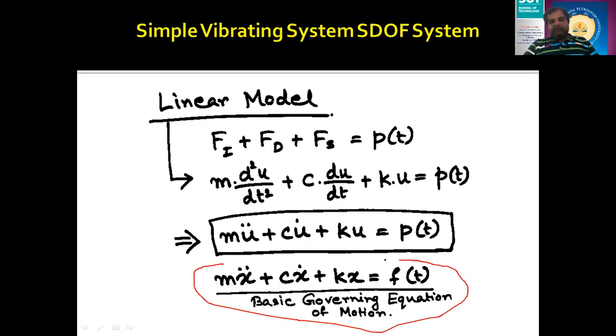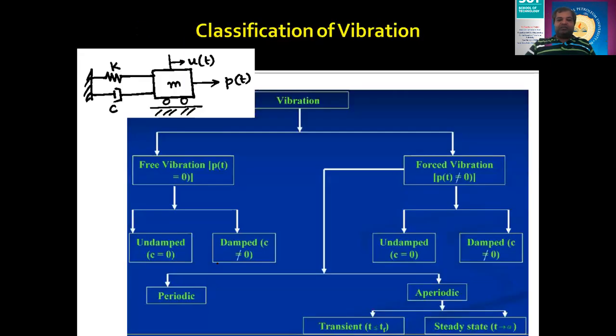So basically, if you see any vibrating system, first you need to transform it into this basic governing equation of motion, right? So you need to see how it is to be converted. Now, based upon that, let us see what the different classification systems are.